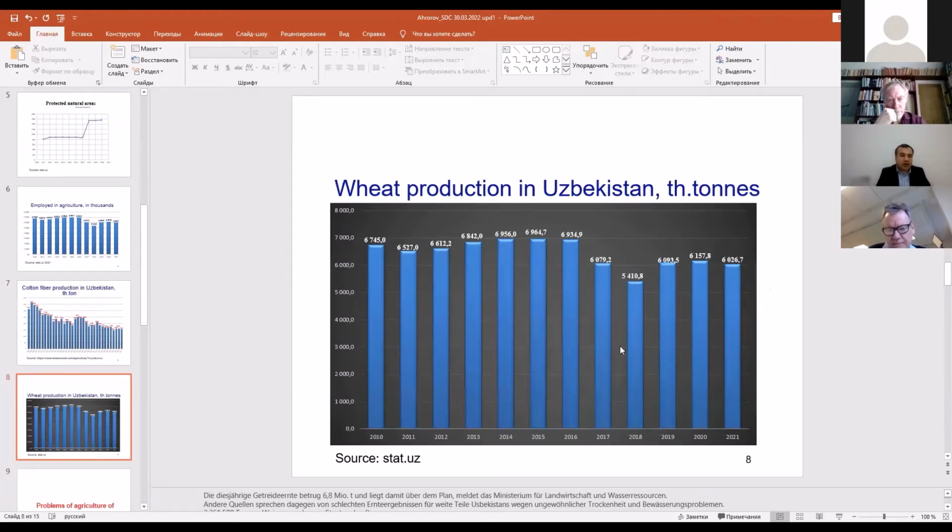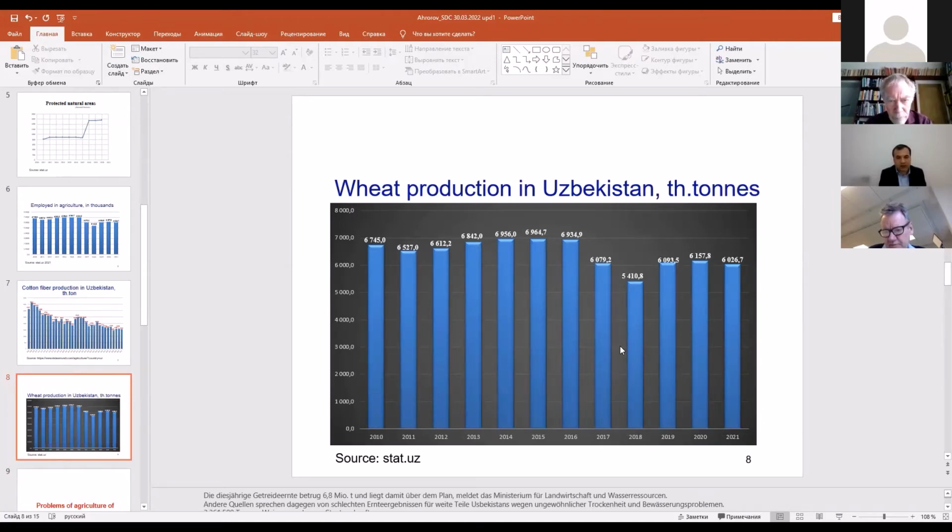And the second major cash crop in agriculture is wheat. Wheat is mostly produced for food self-sufficiency or food security purposes, and it covers domestic consumption mostly.